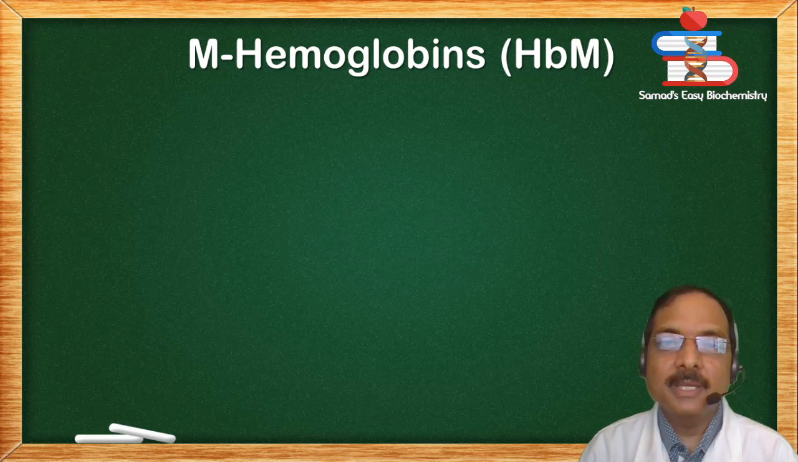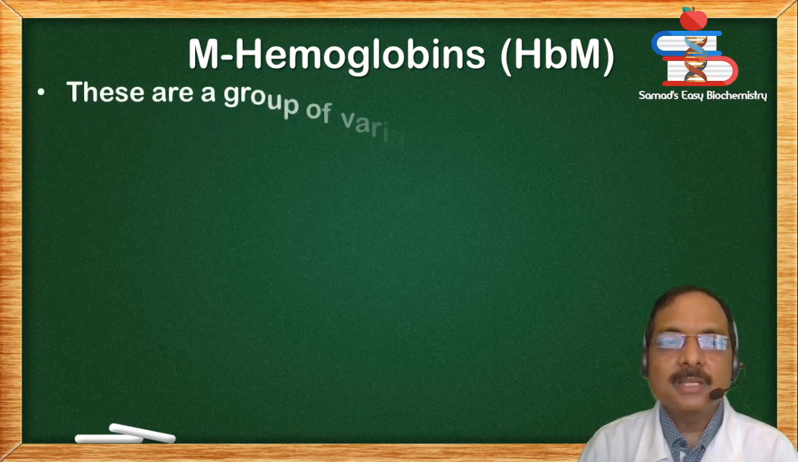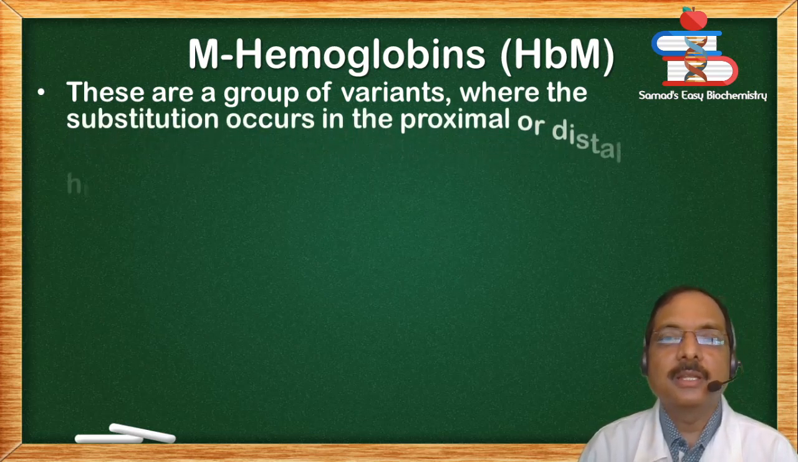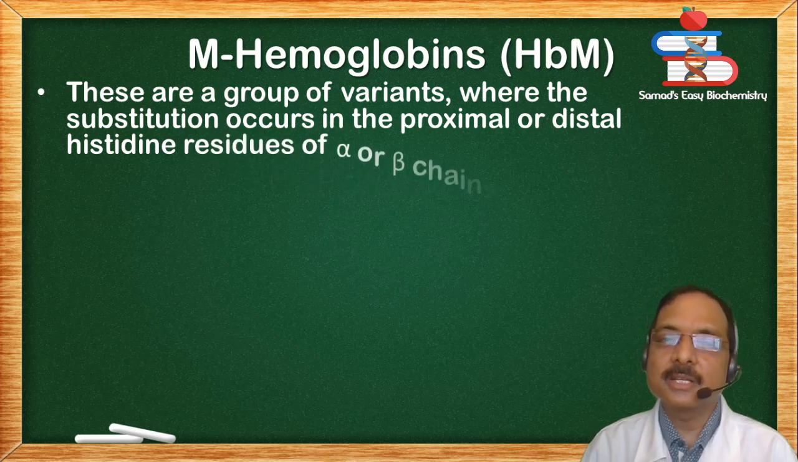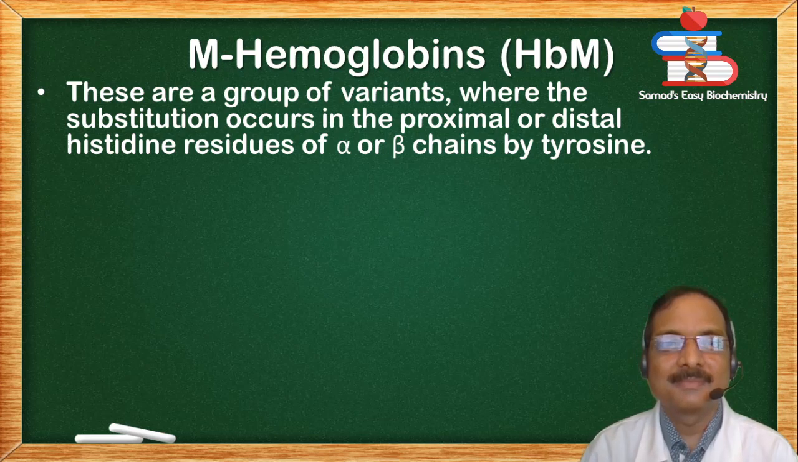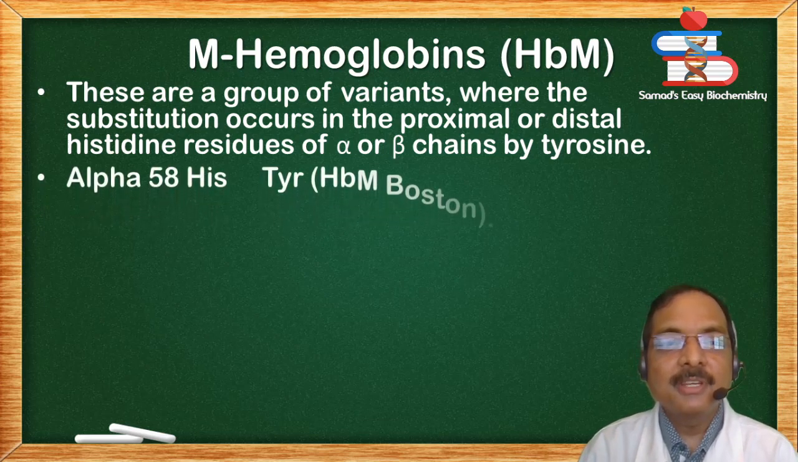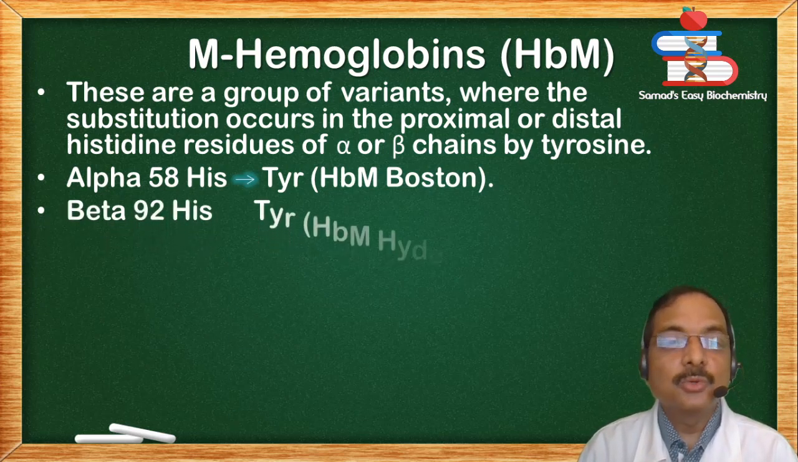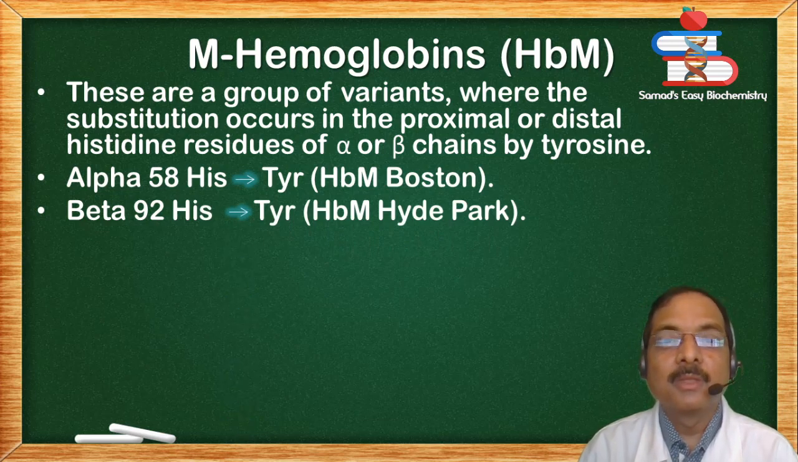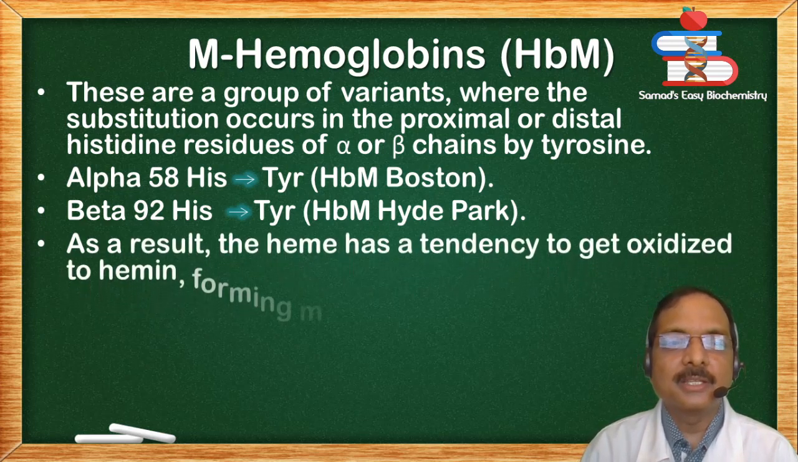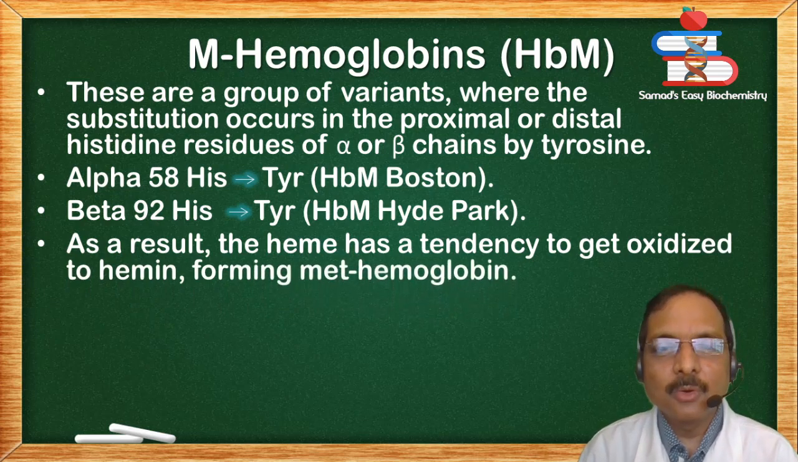M-Hemoglobins or HbM. These are a group of variants where the substitution occurs in the proximal or distal histidine residues of alpha or beta chains by tyrosine. Alpha 58 histidine to tyrosine is HbM Boston. Beta 92 histidine to tyrosine replacement is HbM Hyde Park. As a result, the heme has a tendency to get oxidized to heme, forming methemoglobin.